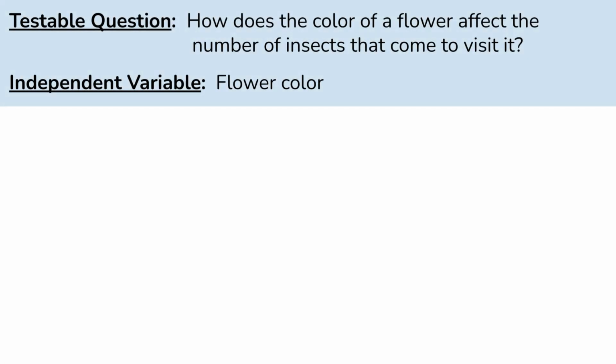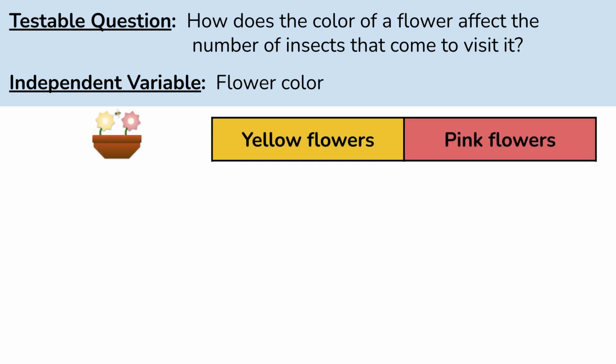Let's do one more example. Let's say that our testable question is, how does the color of a flower affect the number of insects that come to visit it? The independent variable is the color of the flower. Let's say we are just trying out 2 different versions of the variable, 2 different colors, yellow and pink. You're going to write yellow and pink along the top. Next, how many times do we want to repeat this experiment? Let's say we are going to repeat it 5 times. Then we need 5 rows.